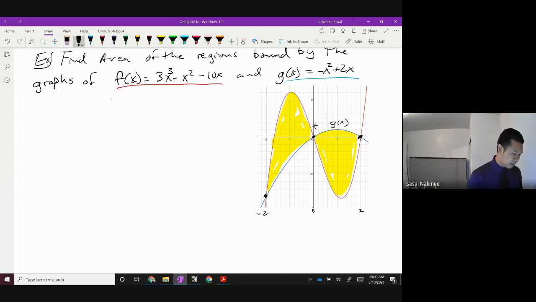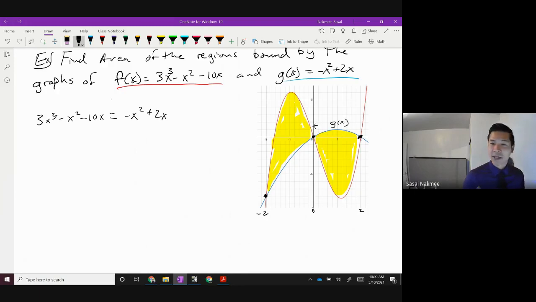Solve for x. I have an f of x here, 3x cubed minus x squared minus 10x. What do I need to set it equal to and then solve for x? Set both equations equal to each other. That's right. You're looking for when g of x and f of x are equal to each other. That's when they cross each other. So set your f of x equal to g of x.